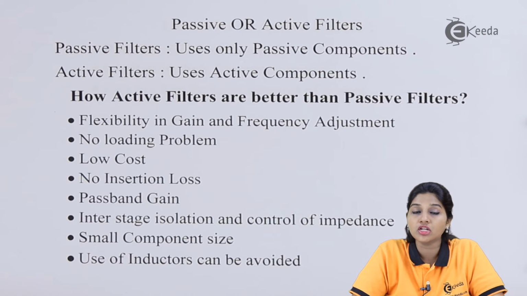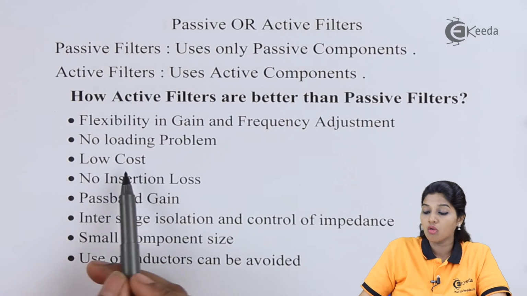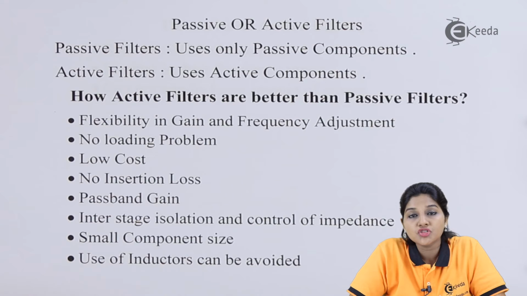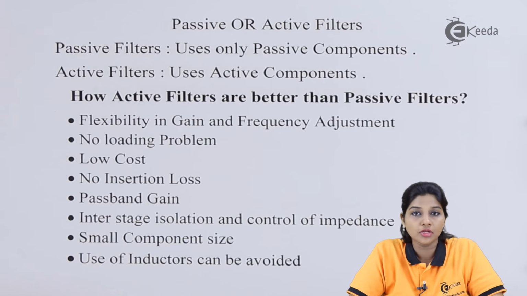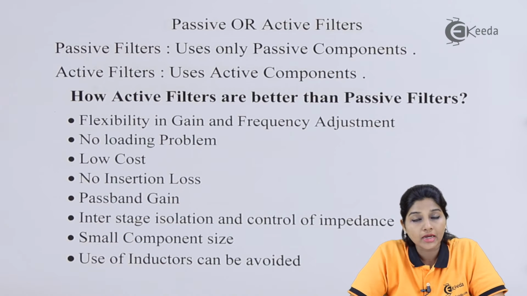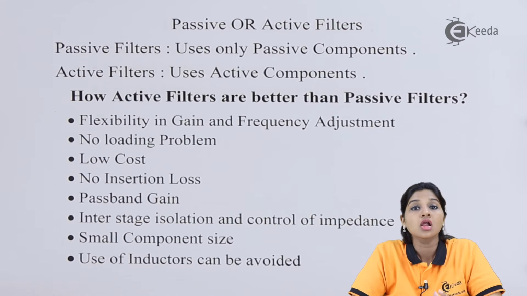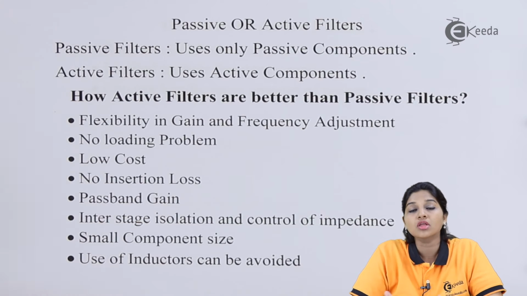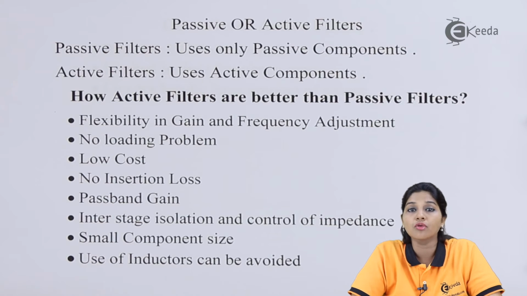The next advantage provided by an active filter is low cost. Cheaper options of op-amps are available in the market, therefore the cost of the circuit is reduced by using an op-amp. Also, in an active filter, we are not using inductors, so because of this also the cost of the circuit is reduced. Therefore, active filters are more economical as compared to passive filters. Because in a passive filter, we use an inductor, which will increase the size, complexity as well as cost of the circuit.